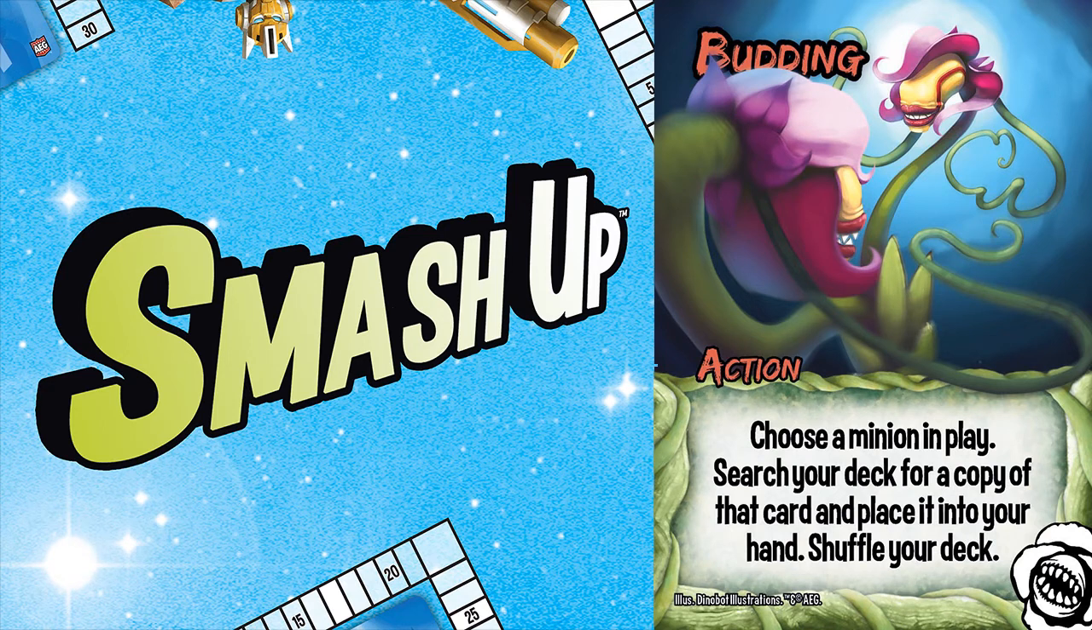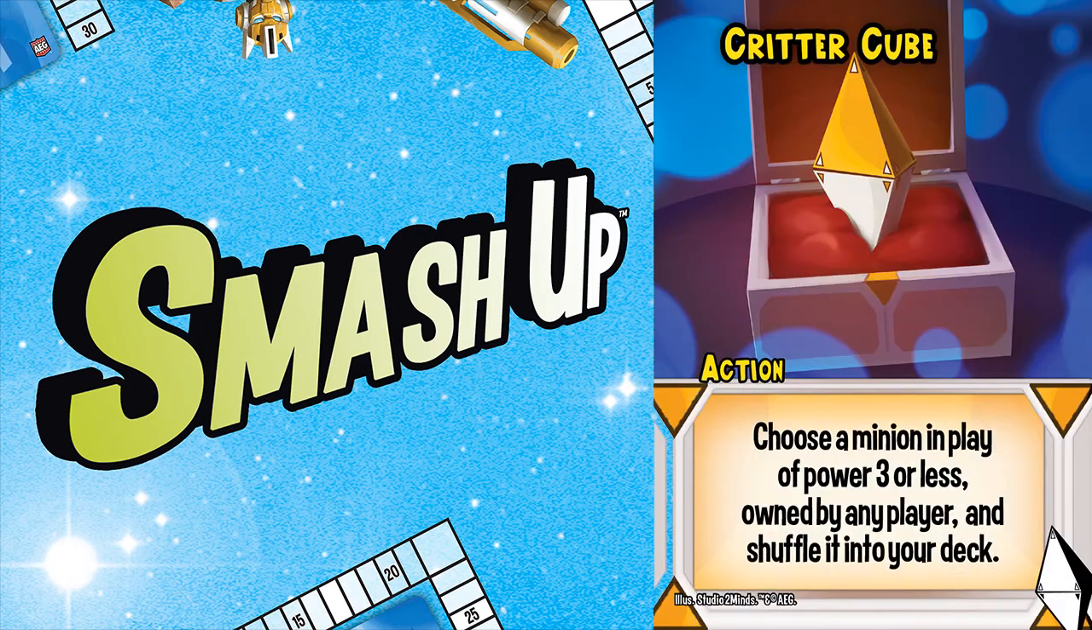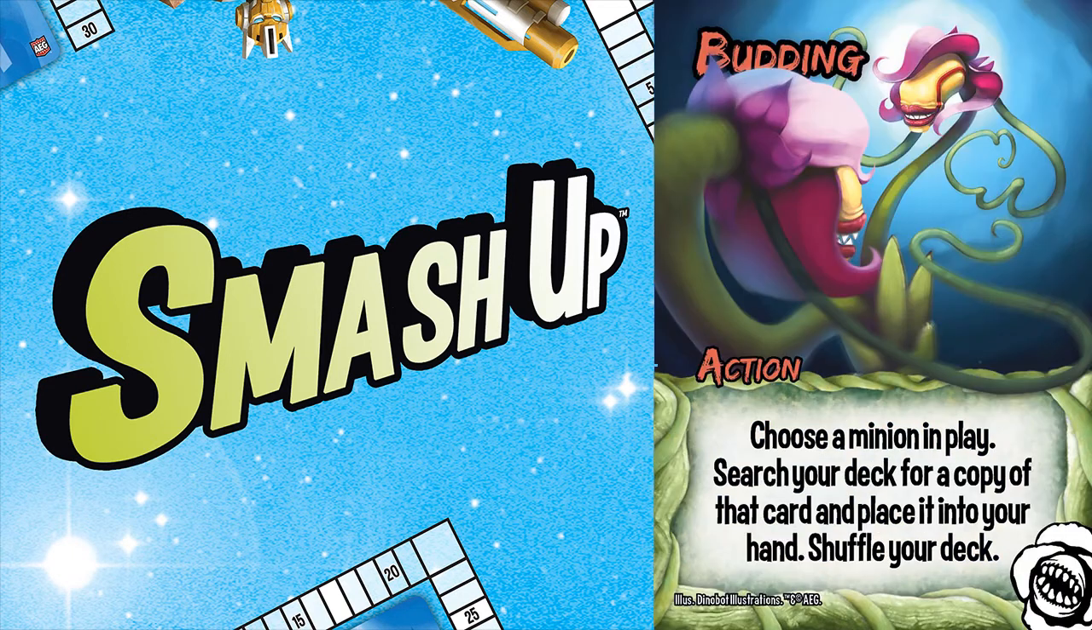Budding. Budding has you choose a minion in play, then search your deck for a copy of it and draw it. The key phrase is that you can search for any minion, not just your minion. But why would you? Conceptually, this could be interesting if you played Critter Cube and wanted to search for that minion, but you actually can't. Because of the Viking rules, if you were to search for a card in your deck that someone else owned, they would draw it rather than you, which is why you would never actually do this.